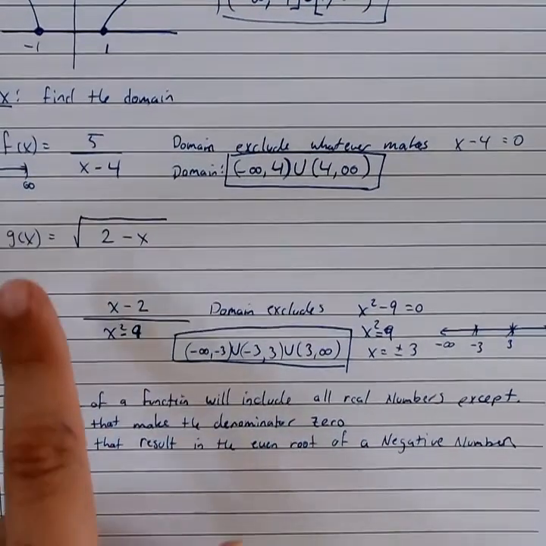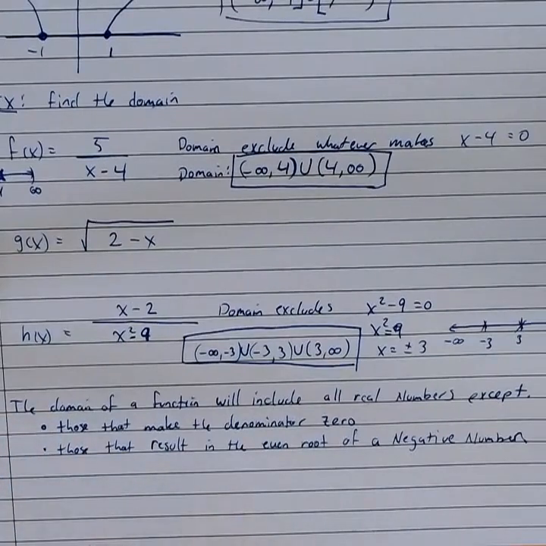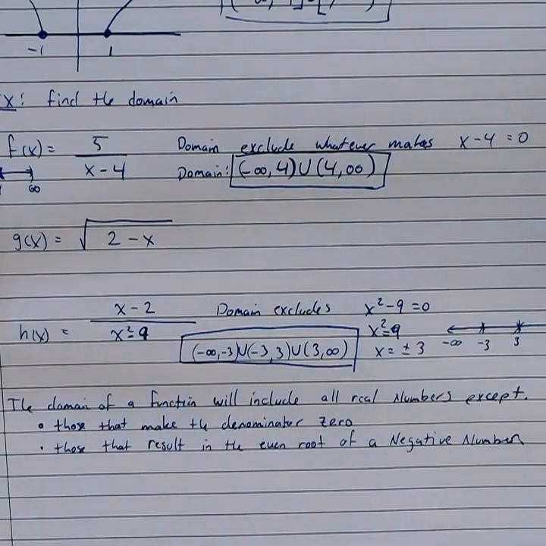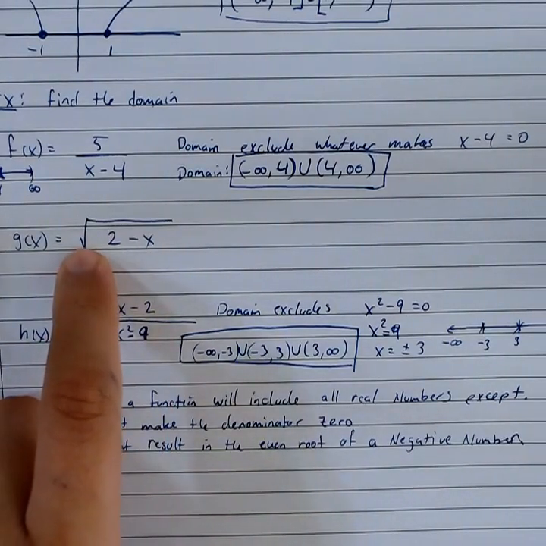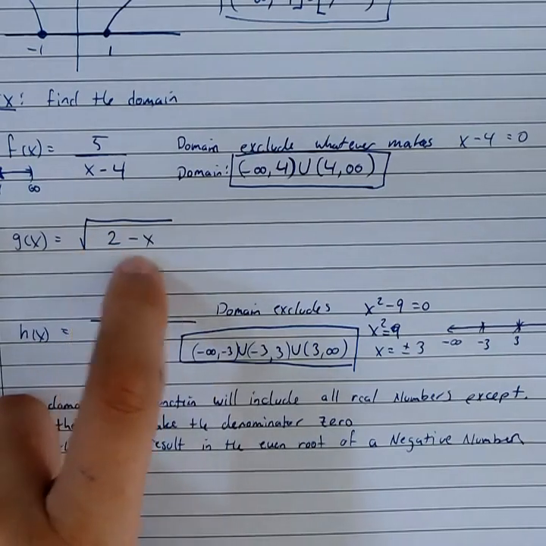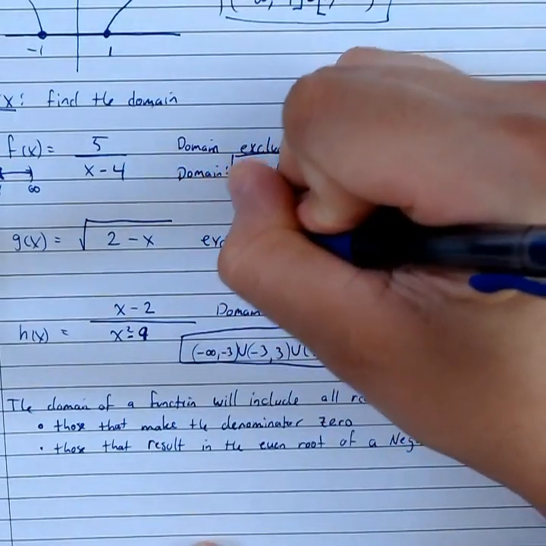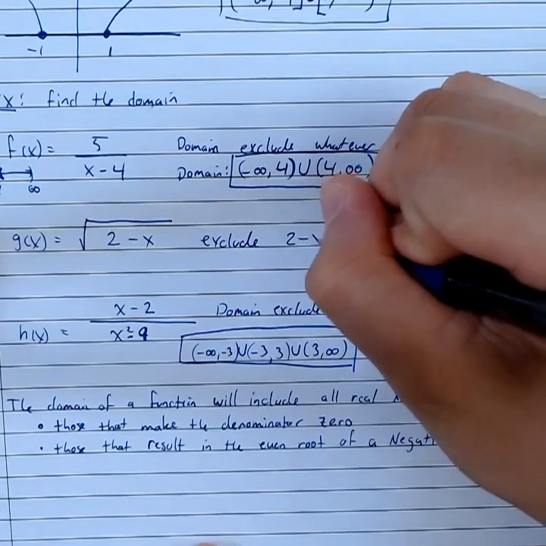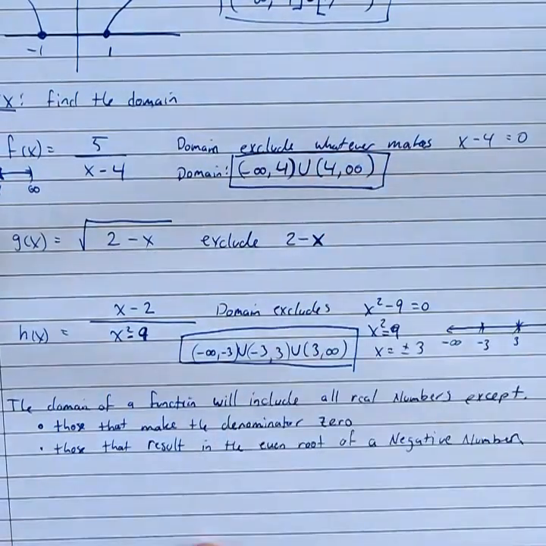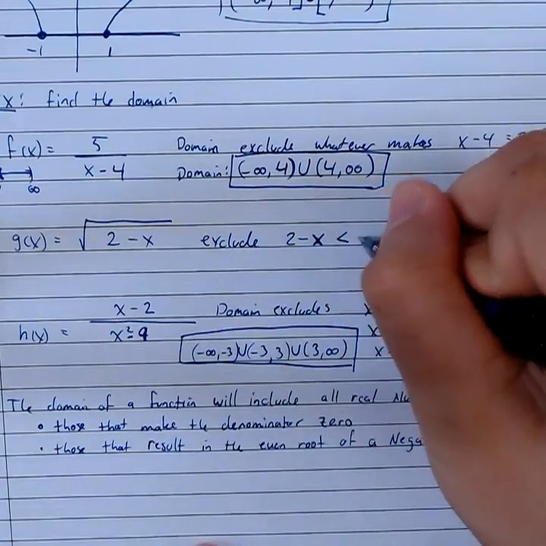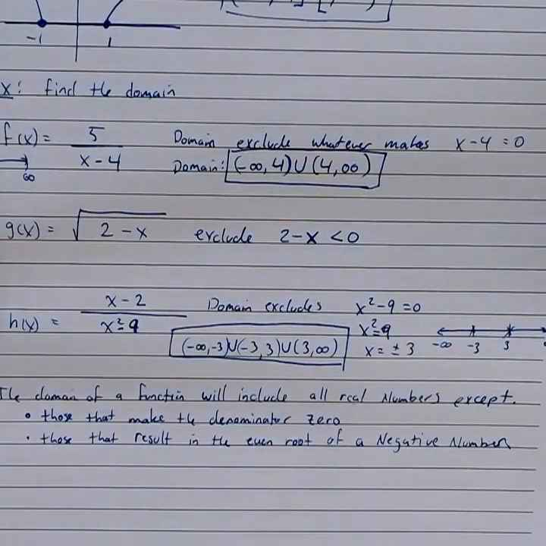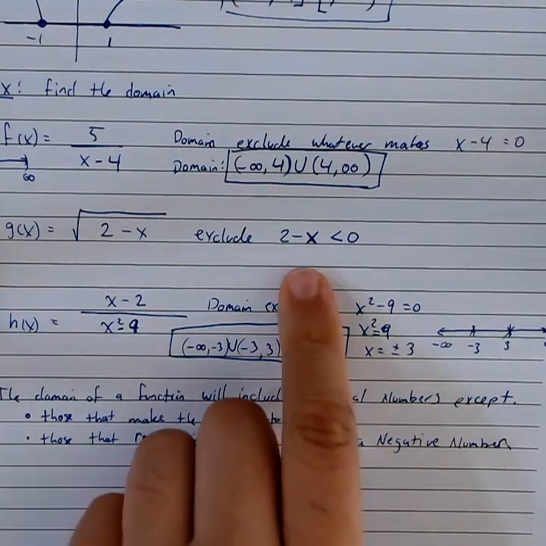Okay. Let's take a look at this middle one here. We want to exclude anything that makes a denominator 0. Well, we don't have any denominators here, so don't worry about that. But we also want to exclude anything that takes the even root of a negative number. Oh, well, here we have a square root. So what we want to do is exclude anything that makes the stuff inside of here negative. So we want to exclude whatever makes 2 minus x negative. Well, when we say something's negative, we mean it's less than 0, right? Positive numbers are greater than 0. Negative numbers are less than 0.